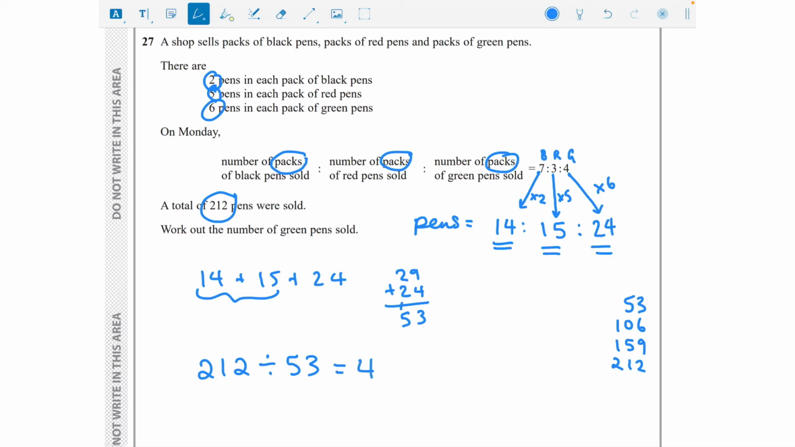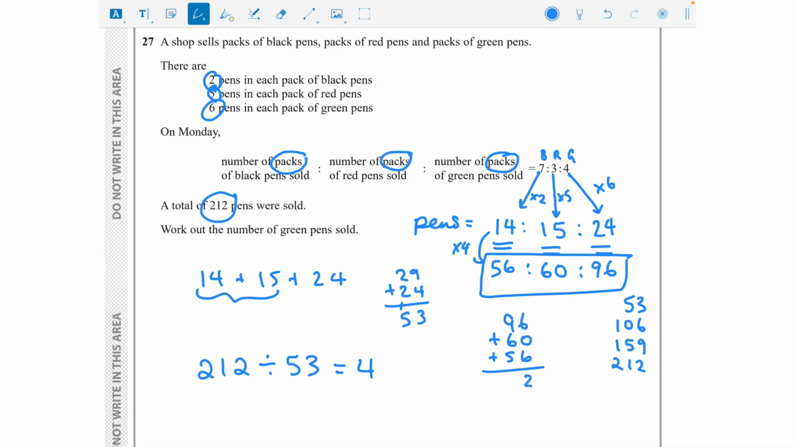And that means that we need to times each of these numbers by 4. So 14 times by 4 is 40, add 16, so 56. 15 times 4 is 60. And 24 times 4 is 96. And hopefully those three add up to 212. Let's just check. 96, add 60, add 56. 6 add 6 is 12, carry the 1. And then we've got 9, add 6, which is 15. Add the 5 is 20, add the 1 is 21. So yeah, 212.